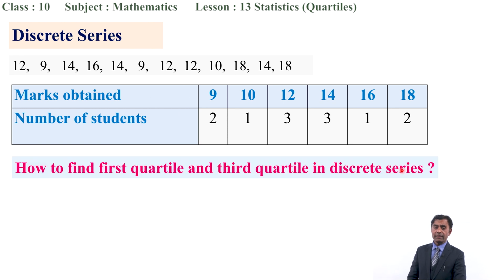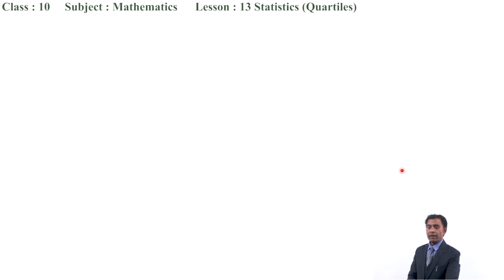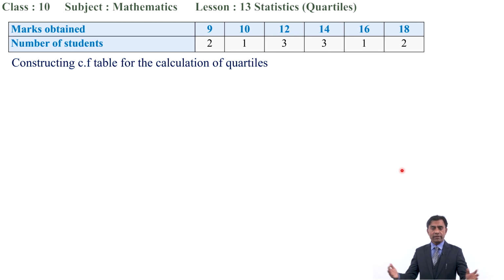After that, how do we find the first quartile, second quartile and similarly the third quartile in a discrete series? Especially here we will focus on the first quartile and third quartile, because the second quartile is the median, and we have learned how to find the median in the previous exercise. So how do we find the first and third quartiles in a discrete series? Is it similar to the individual series? Let's see how to find them for the given data.